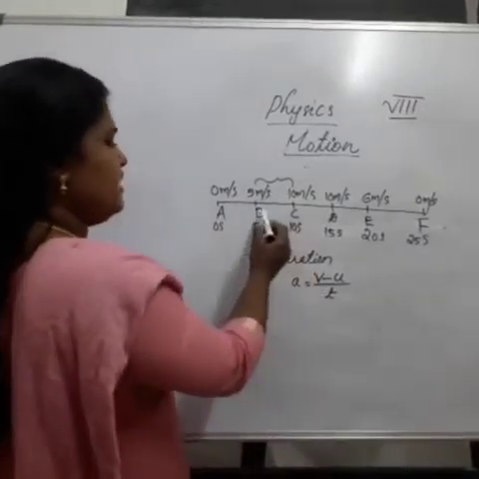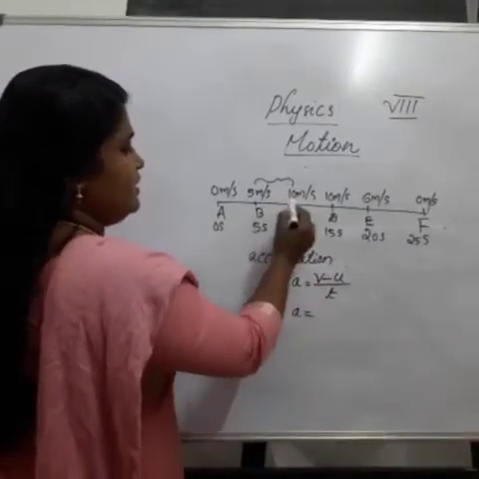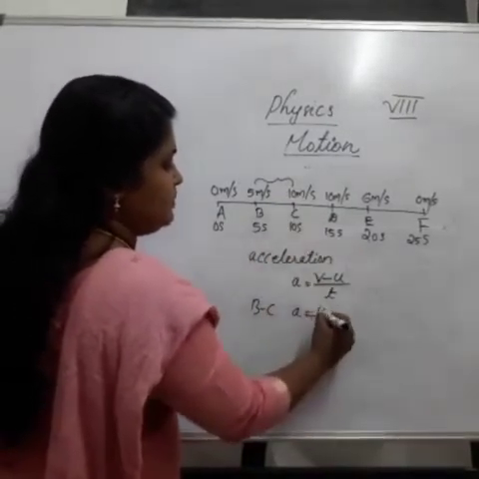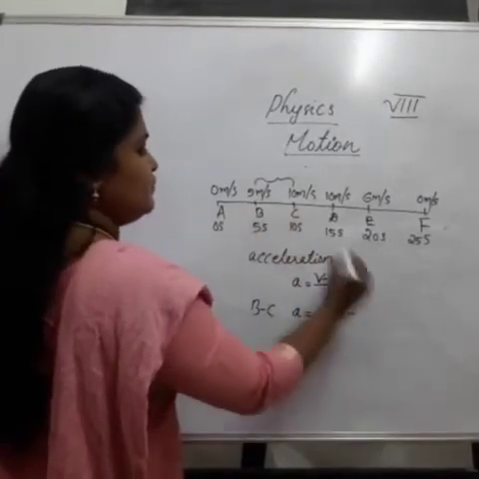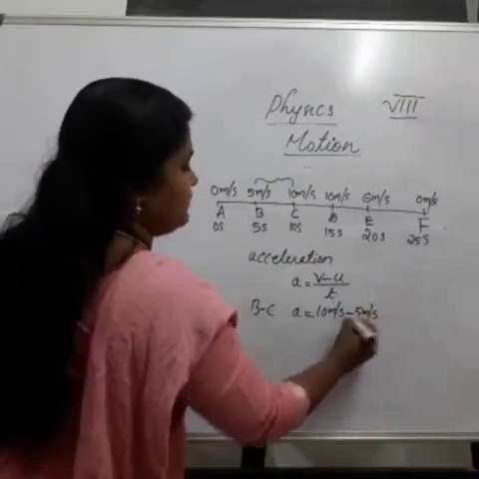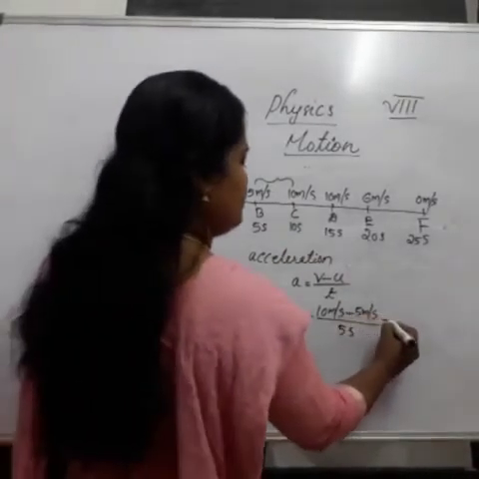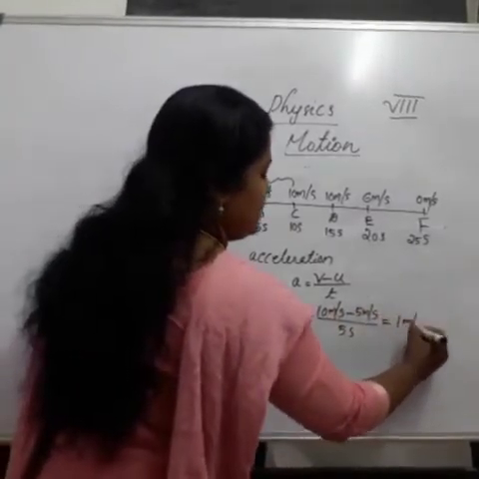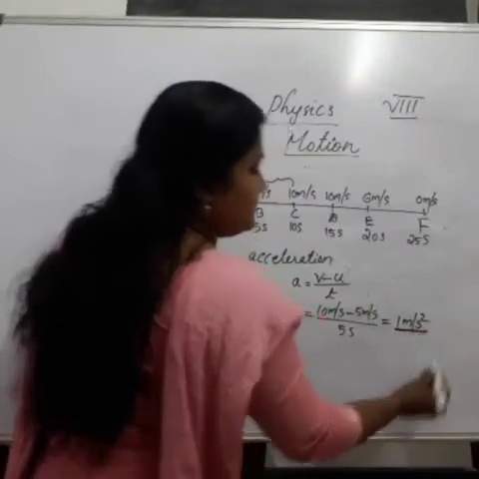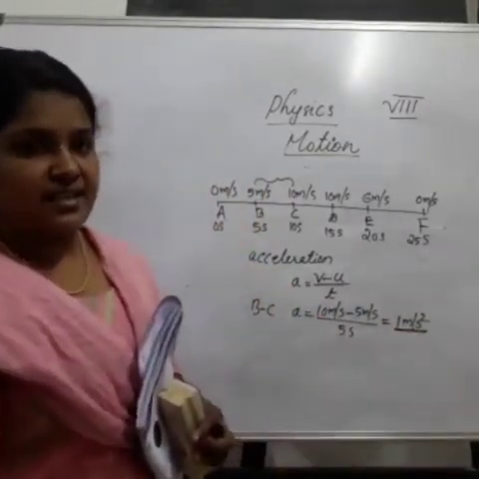So, acceleration from B to C we can calculate. a is equal to the final velocity v, 10 meter per second, minus u, 5 meter per second, divided by the time, 5 seconds. So it is 10 minus 5, 5. 5 by 5, it is 1 meter per second square. Meter per second square is the unit of acceleration.